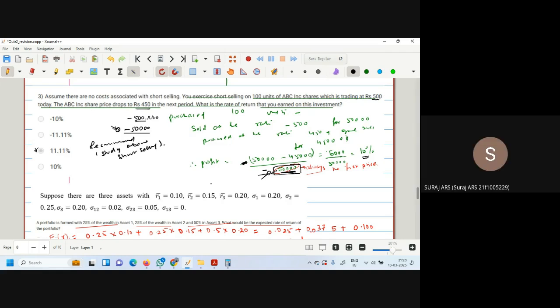I have one doubt: whenever the selling is happening, should we consider it as minus? No. When you are taking a loan, it is minus. So how does short selling happen?